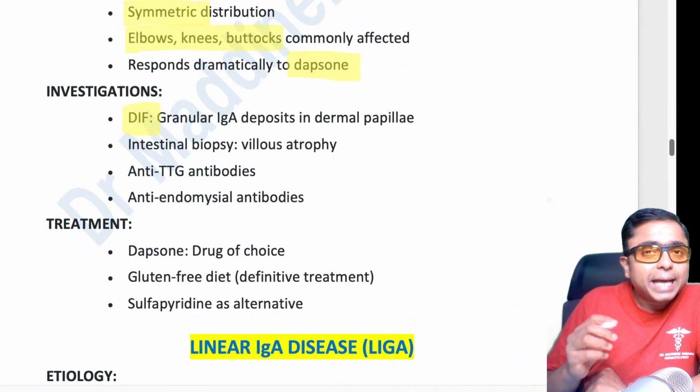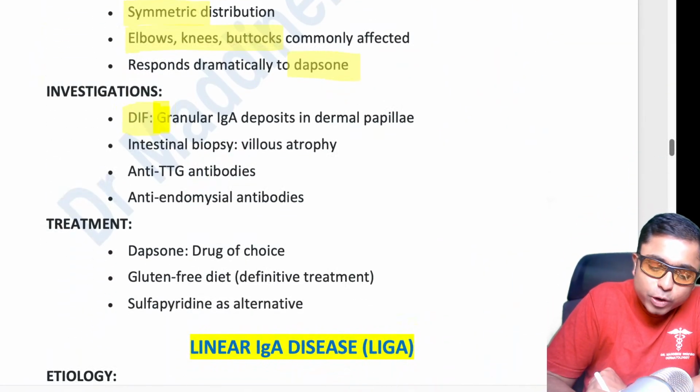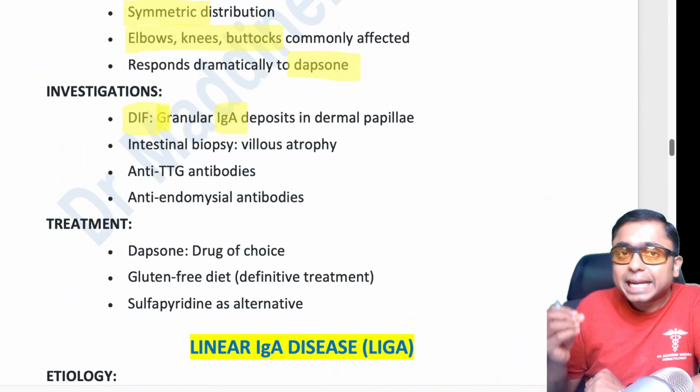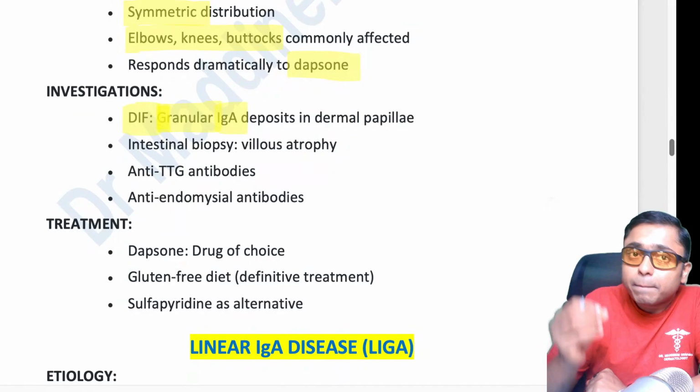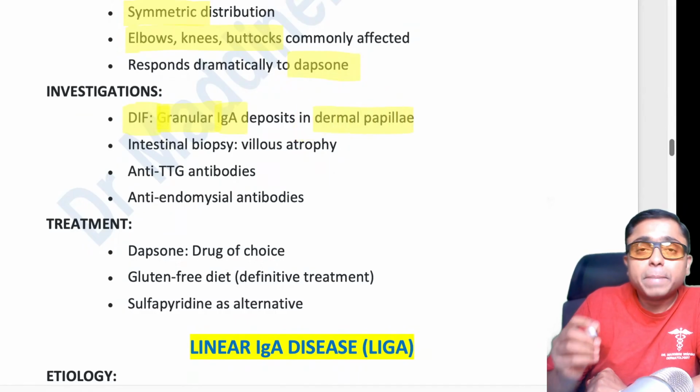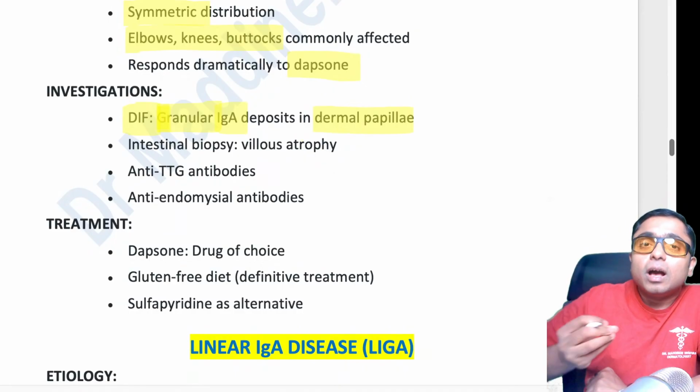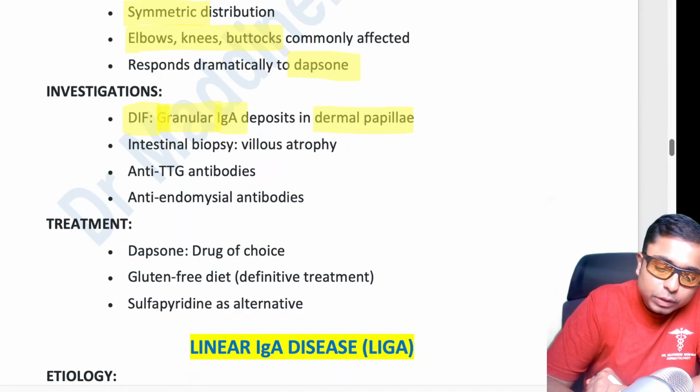And if you do a direct immunofluorescence, we are going to see IgG deposition in a granular form in the dermal papilla. Papillary tip microabscesses can also be seen if you do a biopsy, and the cells are going to be neutrophils. Okay, neutrophils in the dermal papilla.